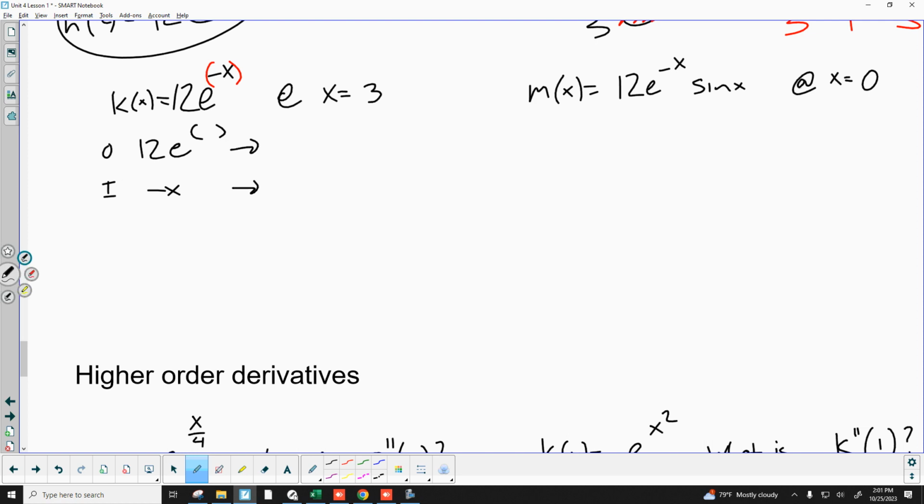The derivative of 12 e to the parentheses, just like the derivative of 5 e to the x is 5 e to the x, is 12 e to the parentheses. The derivative of negative x is negative 1, which means my derivative is negative 12 e to the negative x.